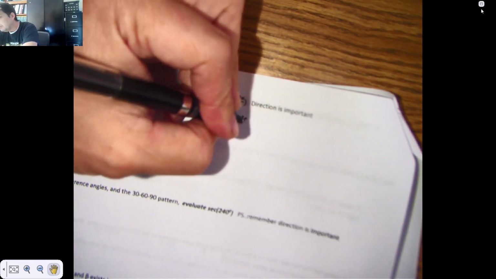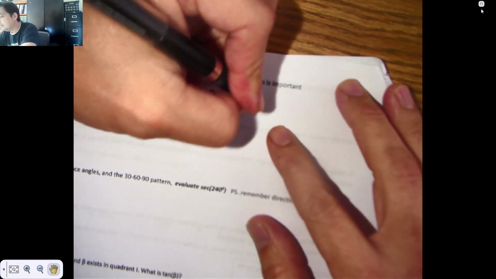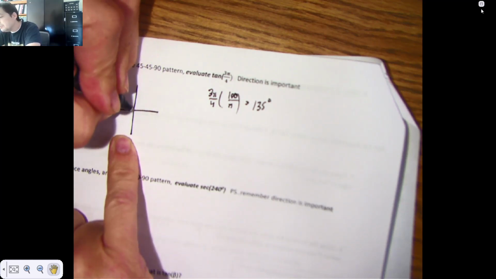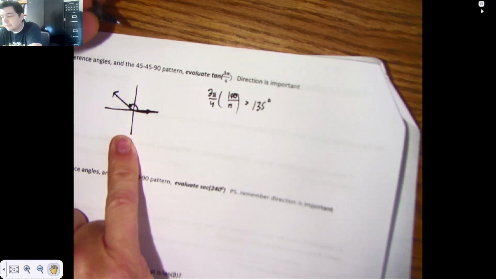We're supposed to evaluate the tangent of 3 pi over 4. What you need to do is convert that into degrees. In a calculator, you do 180 over pi. You push the buttons in a TI-84, and she's going to tell you 135 degrees. So a 135 degree angle drawn in standard position will start here, and it will rotate to quadrant 2, where it will terminate.